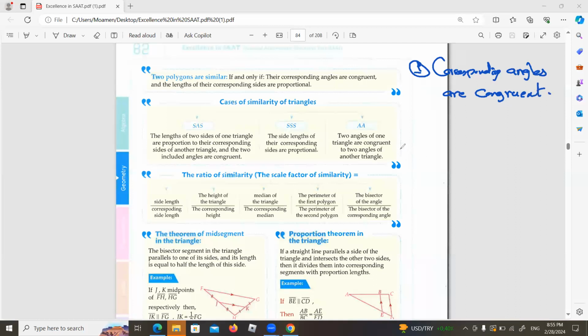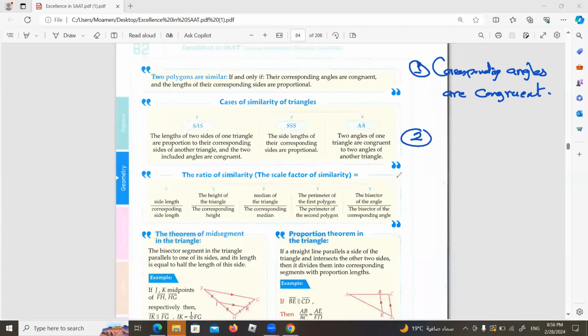Angle number one here is 30, and angle number one here is 30. Angle number two here is 60, and angle number two here is 60. Angle number three is 90, and angle number three is 90. So the corresponding angles must be congruent or equal.